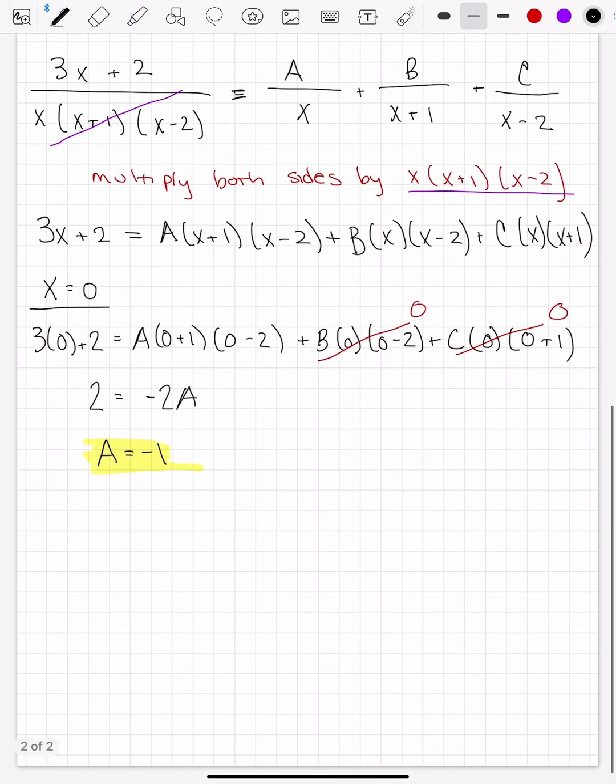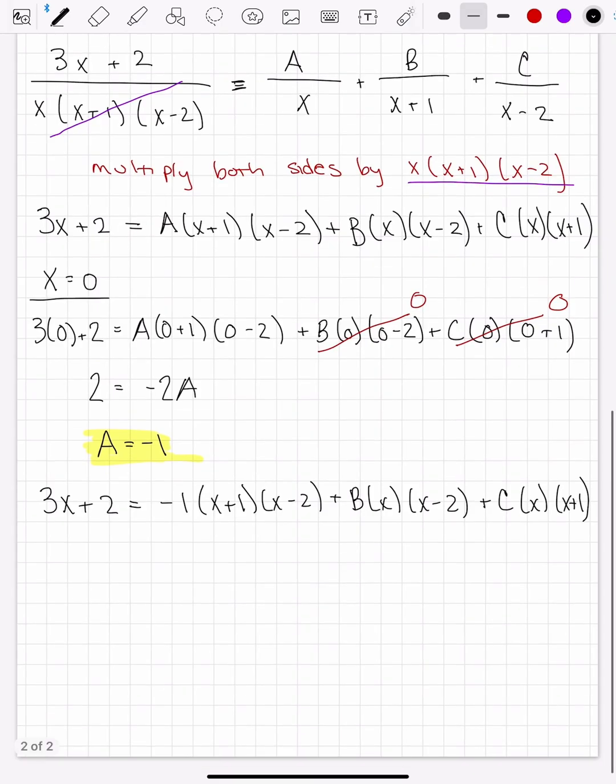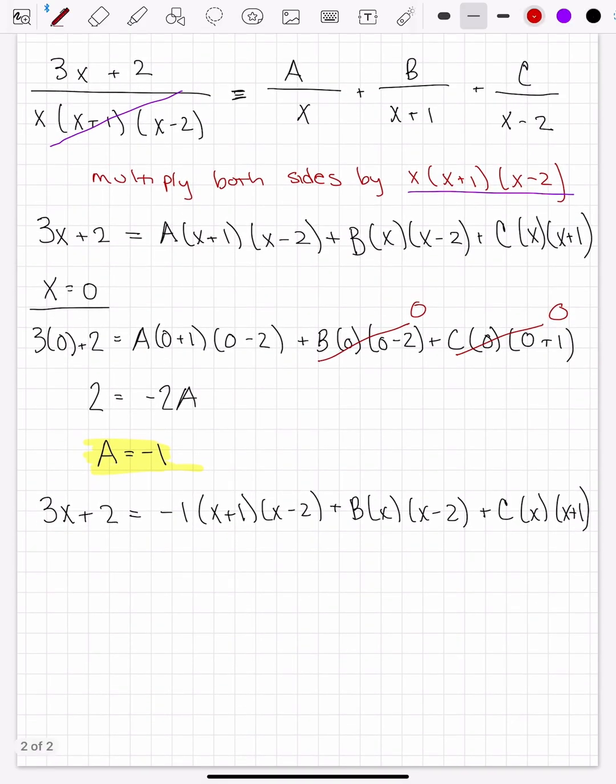So now our equation becomes 3x plus 2 is, right, negative 1 times x plus 1, x minus 2, plus b times x minus 2, plus c times x plus 1. Right, so now we can plug in another constant to either cancel out the b or the c. So how about we plug in x is 2, because that'll make this go to 0, right? So then let's do that.